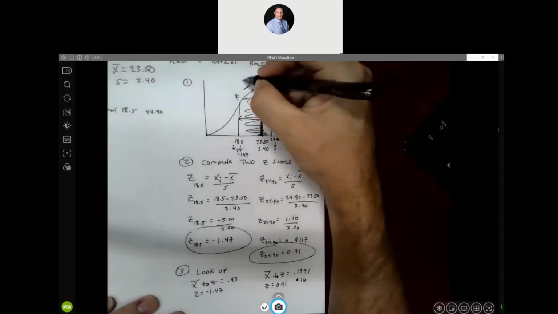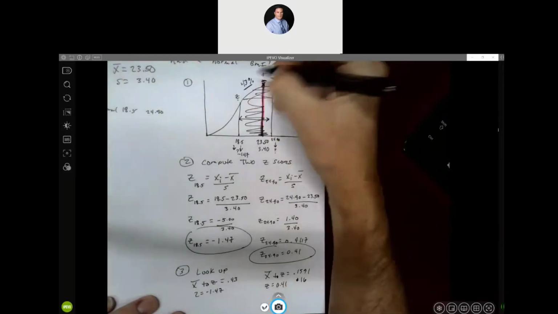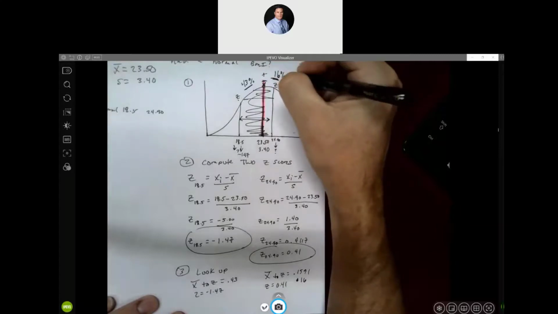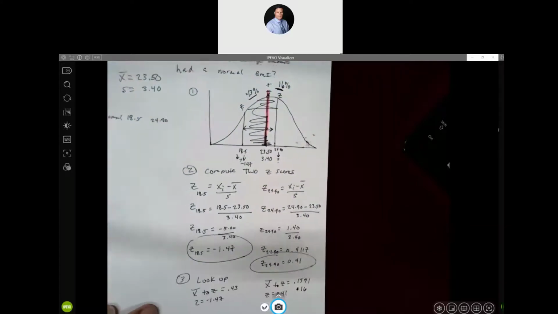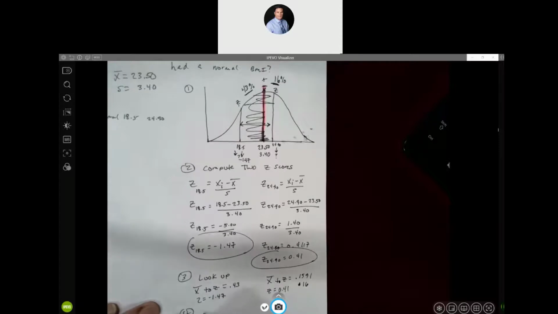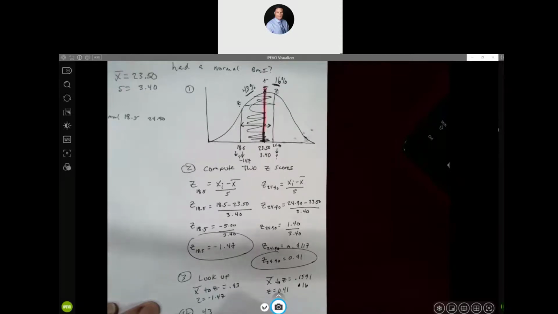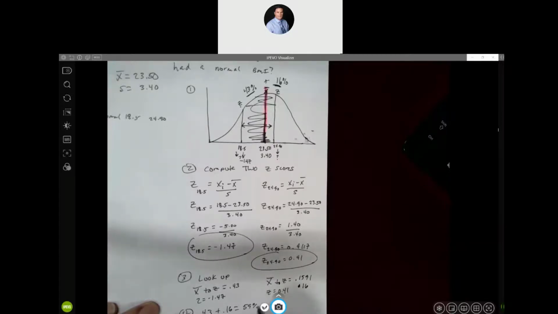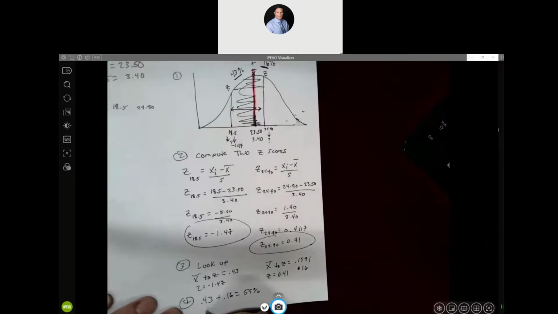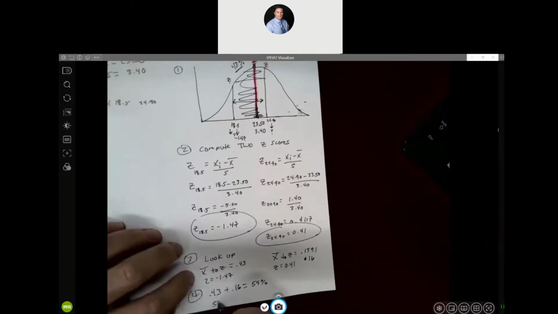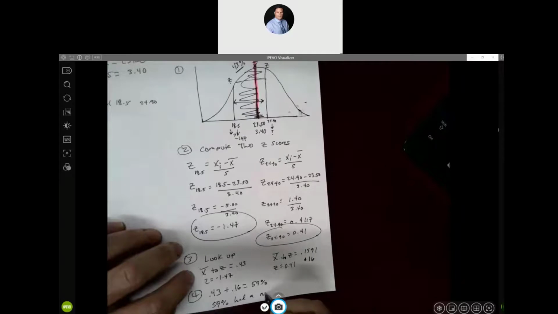So here is going to represent 43% of the scores. Here's going to be 16% of the scores. And so if we add up 0.43 plus 0.16, that's going to give us 59% of the scores. So I can say something like 59% had a normal weight.